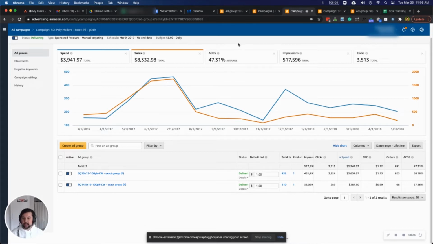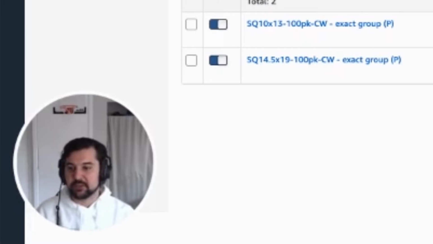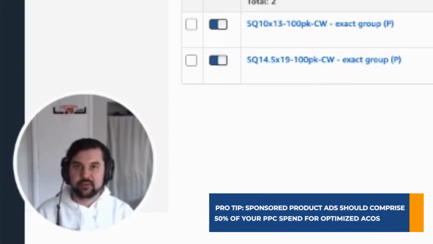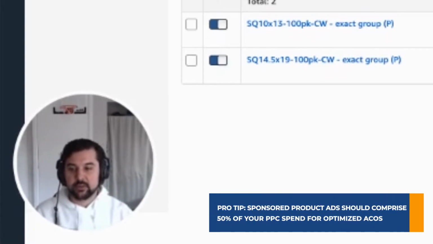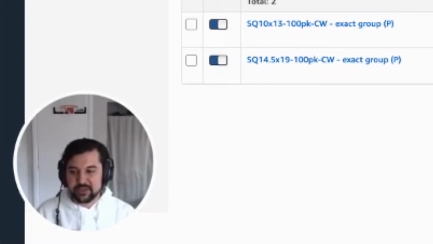So this one is less specifically looking at the UI, more strategic, but I would go ahead and recommend, this specific campaign build was created long enough ago and we didn't have brand registry, so we couldn't create sponsored brand ads. But just in general, your sponsored product ads should make up over 50% of your PPC spend on Amazon. I would recommend somewhere in the 70% range. I feel like that makes the most sense.